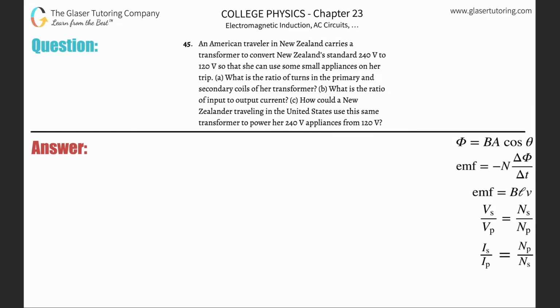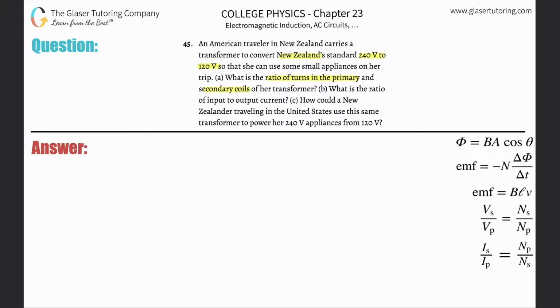Number 45. An American traveler in New Zealand carries a transformer to convert New Zealand's standard 240 volts to 120 volts so that she can use some of her small appliances on a trip. Letter A. What is the ratio of turns in the primary and secondary coils of her transformer?